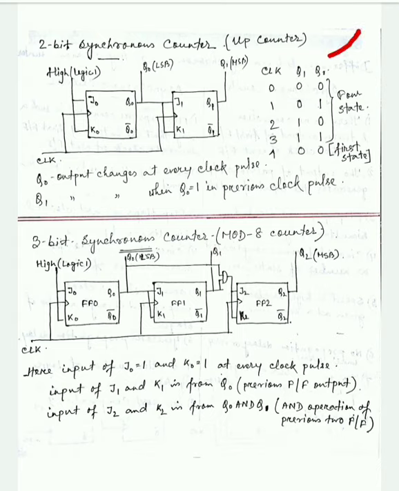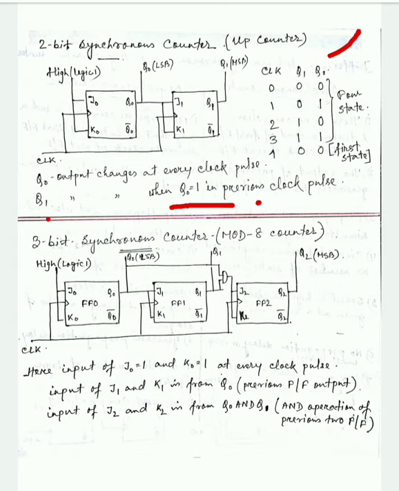Q0 toggles for every clock pulse. Whenever a clock pulse gets into the flip-flop, Q0 toggles. Toggles means whenever it is 0, it becomes 1. Whenever it becomes 1, it becomes 0. Toggles means it changes its value for every state. Okay, and we see Q1 will change whenever its previous clock value is 1.